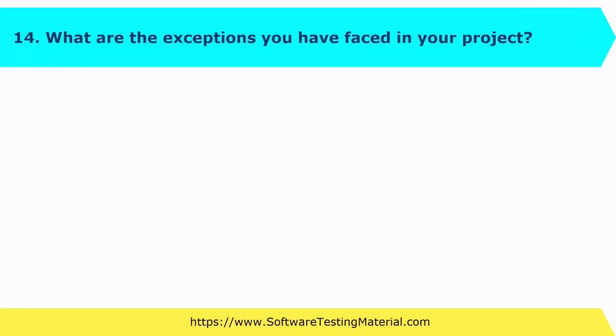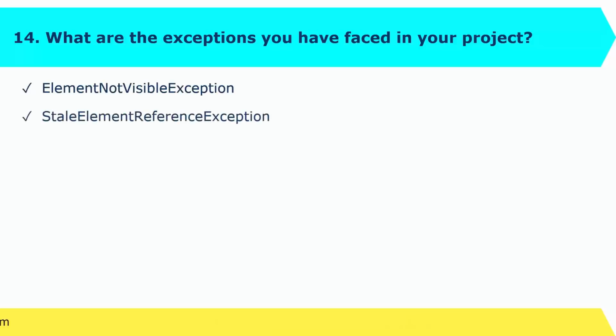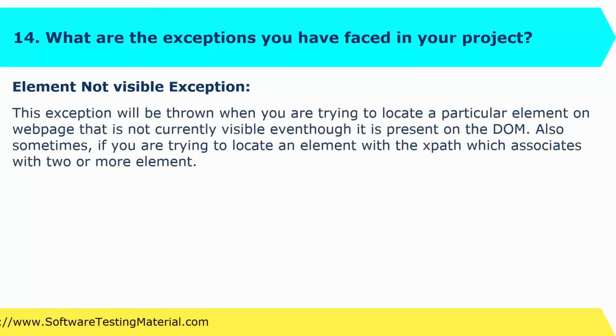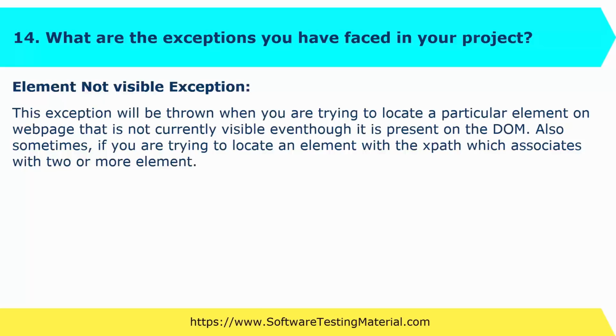What are the exceptions you have faced in your project? Some of the exceptions I have faced in my current project are element not visible exception, stale element reference exception. Element not visible exception will be thrown when you are trying to locate a particular element on web page that is not currently visible even though it is present in the DOM. Also sometimes if you are trying to locate an element with the XPath which associates with two or more elements.